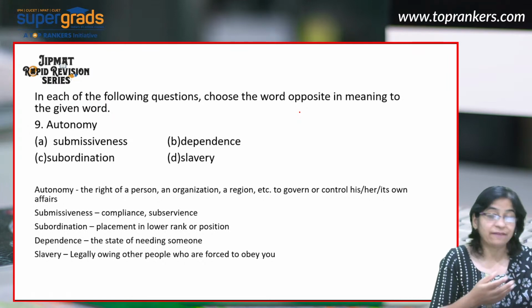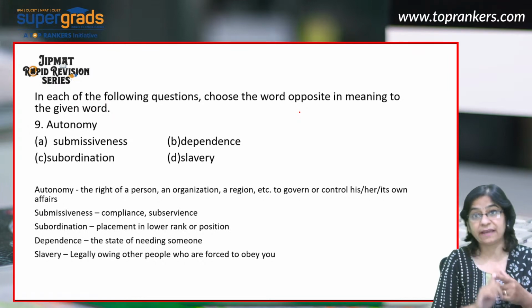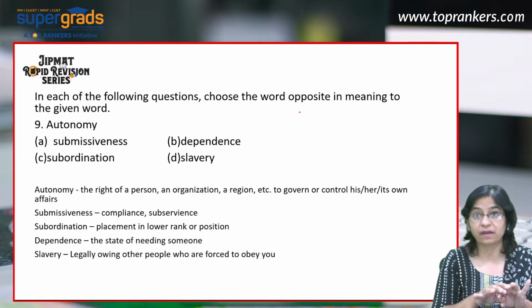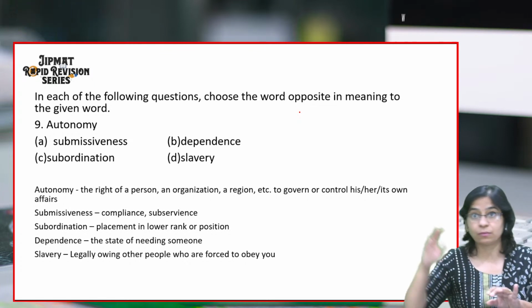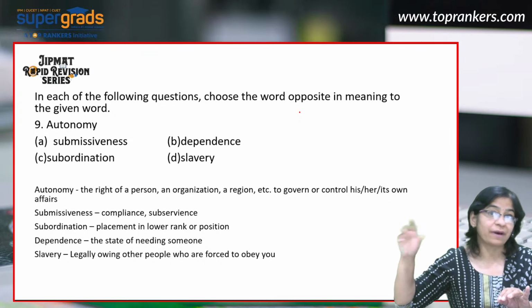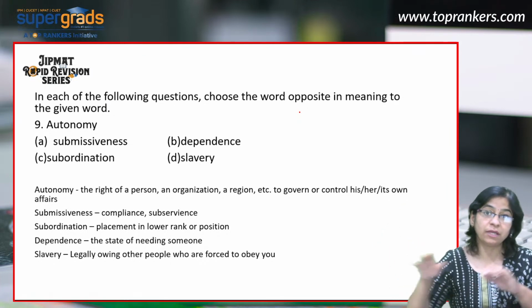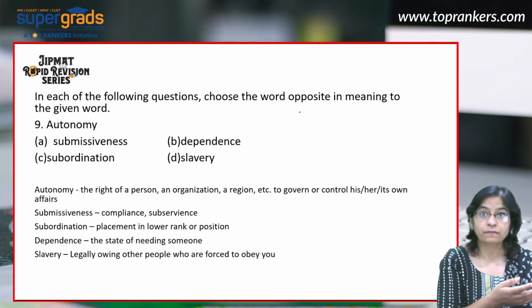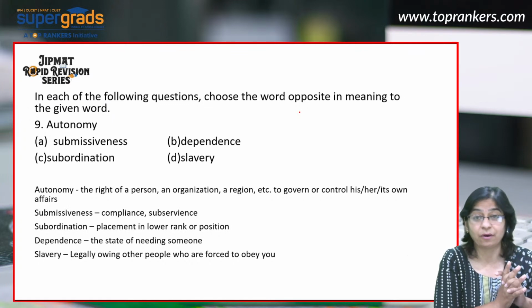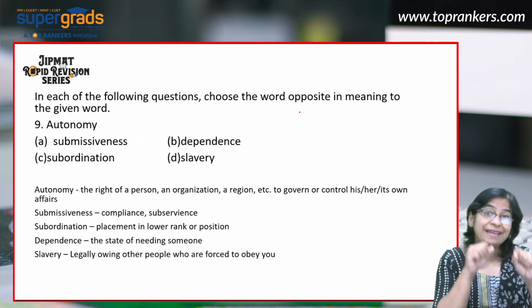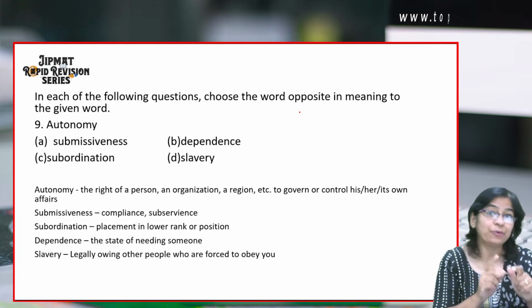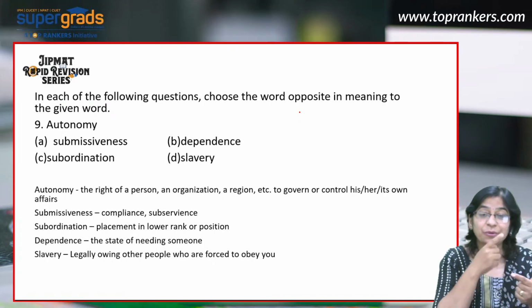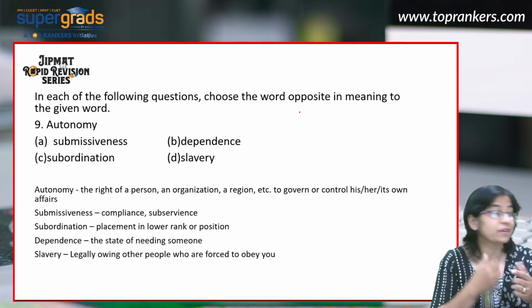And then you have slavery. Slavery is when you own someone. Back in those days when people used to buy and sell slaves, these people used to become the property of somebody. Now let's go back to the word autonomy, which means you can act on your own. Now tell me which word is the closest antonym of the given word.